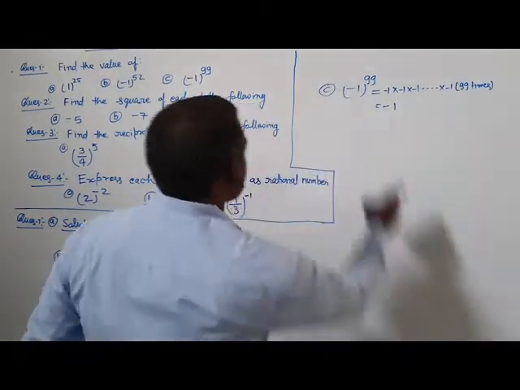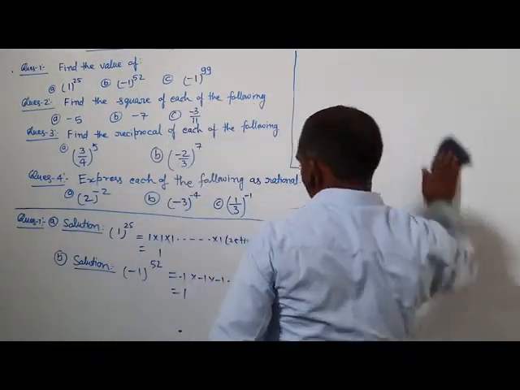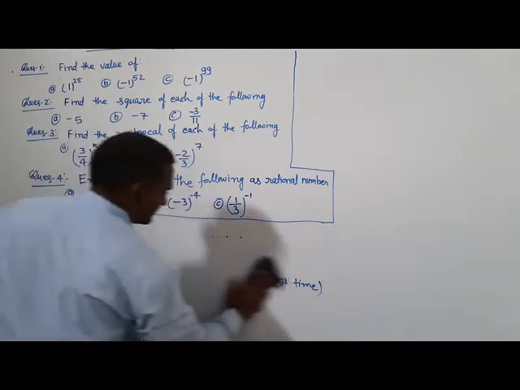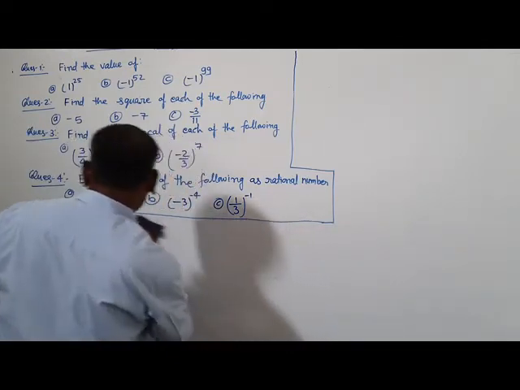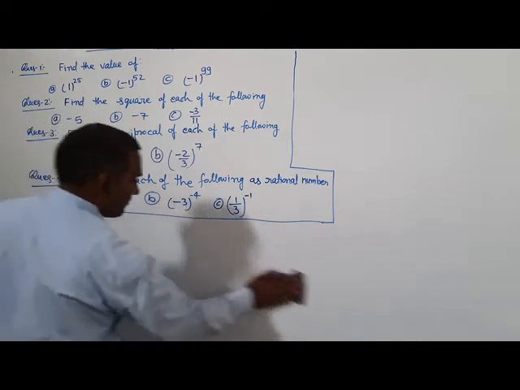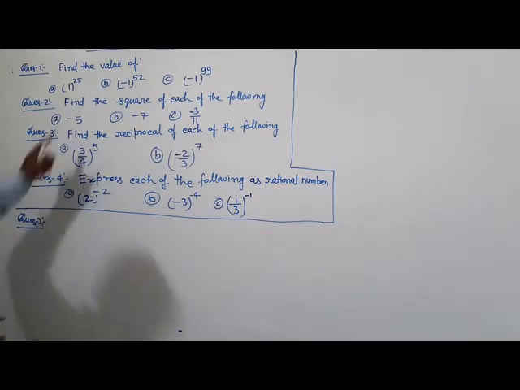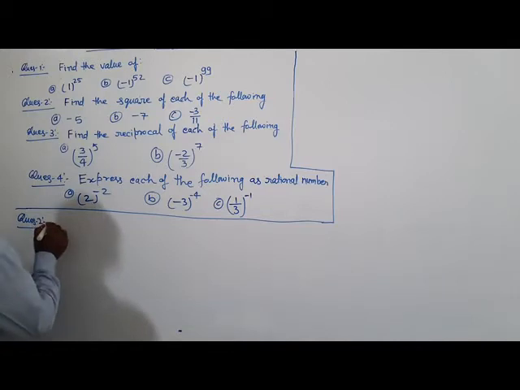So we start to solve question number 2. Question number 2: Find the square of each of the following. Here you have to find the square. A: -5. Solution.